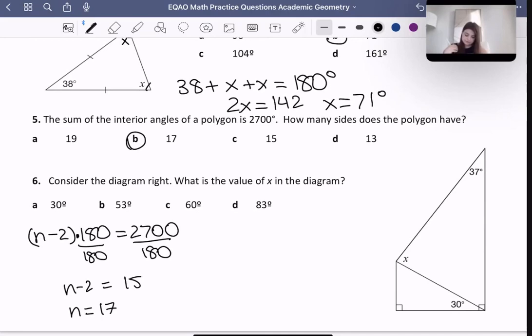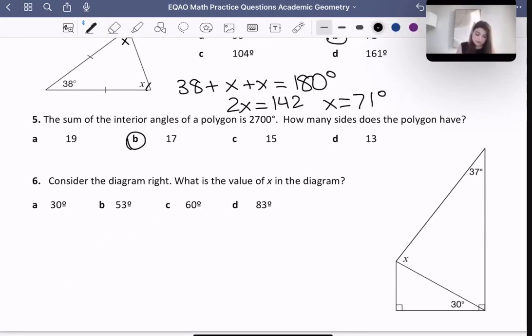Very good. All right, let's move on to the last multiple choice question here, which is multiple choice question 6. Consider the diagram to the right. What is the value of x in the diagram? Okay. So first of all, we know that here we have an angle of 30 and that this angle plus whatever this angle here is must add up to 90 degrees because this is a right angle, this full thing, right? So these are complementary angles. So therefore, this angle here must be 60 degrees, right?